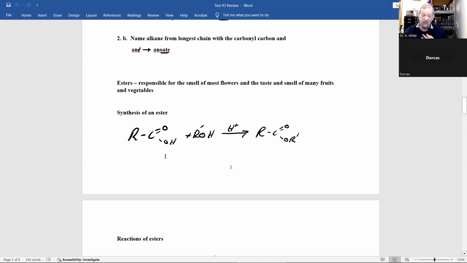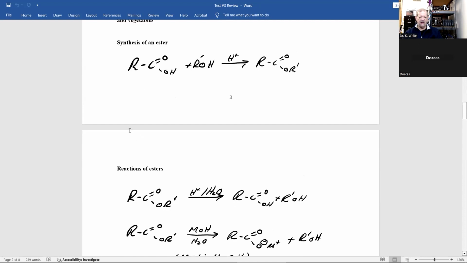By the way, I forgot to mention, this is called the Fischer esterification reaction, named after the great German chemist Emil Fischer. And we'll learn more about him. This alone is a lifetime achievement, but he's more known for his work with sugars. We'll talk about that later on.